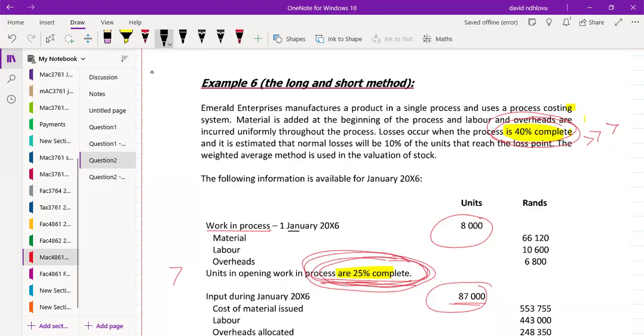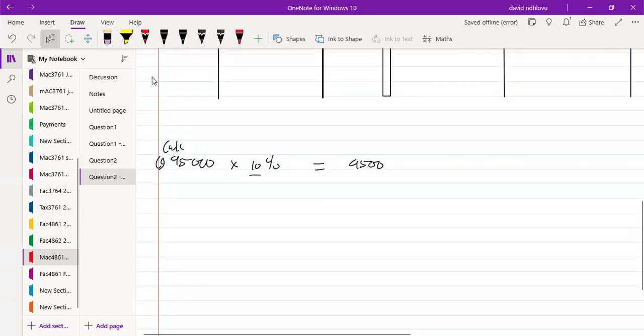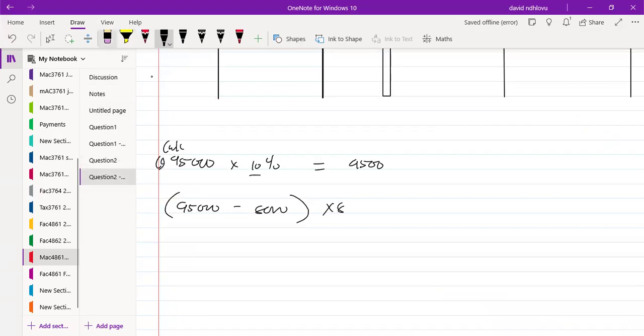Let's assume that this was 75% complete. What it meant is that we don't have normal loss on the opening WIP. So we're going to take 95,000 minus 8,000, because we don't have normal loss there, multiplied by the 10%. You understand? Okay, I get it. Thank you. Wonderful.